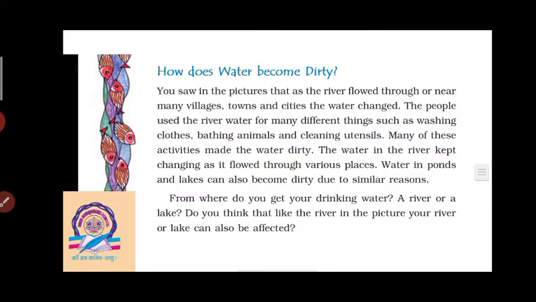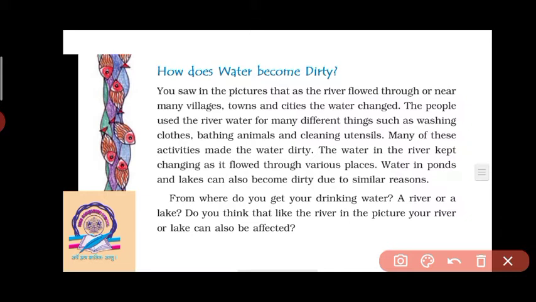Okay, so now let us move to the next topic, that is, how does water become dirty? Let us try to read it and understand it. You saw in the picture that as the river flowed over many villages, towns and cities, the water changed, as we have seen in the first picture from which we made a story. The river was flowing through some villages, towns and cities, and its color was being changed. And we also saw that its water was becoming impure.